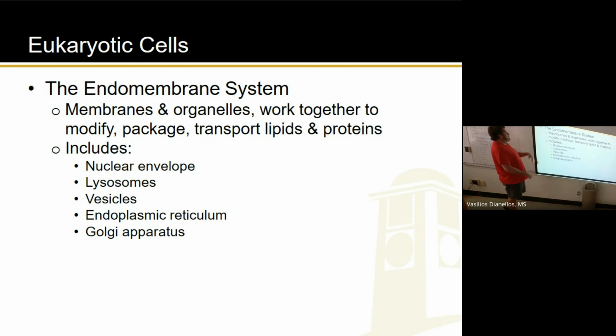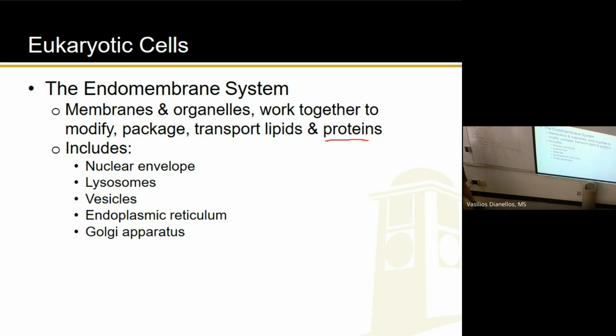It consists of membranes and organelles that work together to modify, package, and transport lipids and proteins. In other words, our body makes lipids, our body makes proteins, and we're going to have a whole chapter on how our body makes proteins. That'll come later. All we're saying is it's the endomembrane system that helps do these things: modify them, package them, transport them. Obviously, something else makes them. It doesn't say the endomembrane system makes them. It modifies, packages, transports.